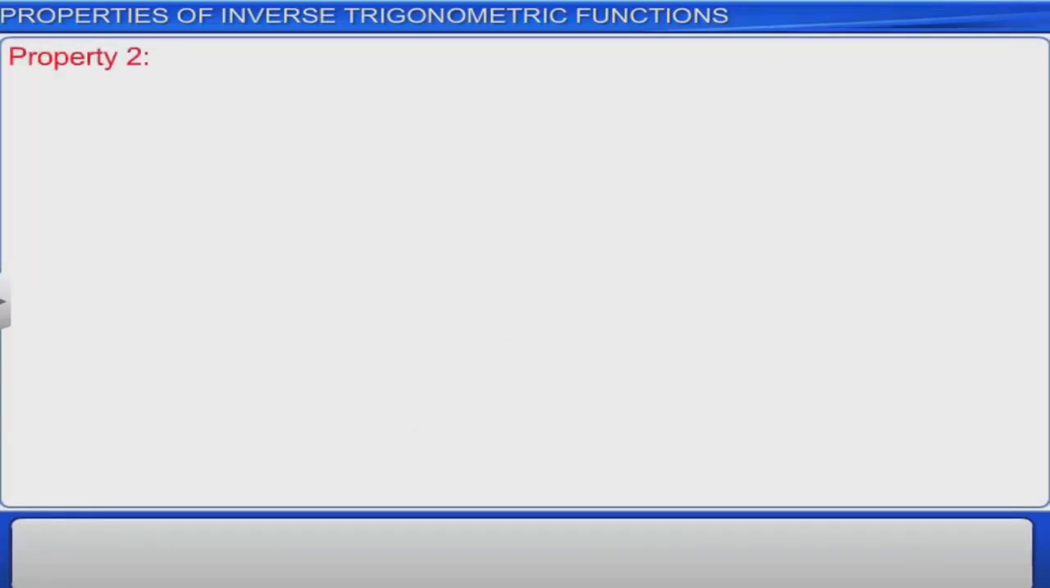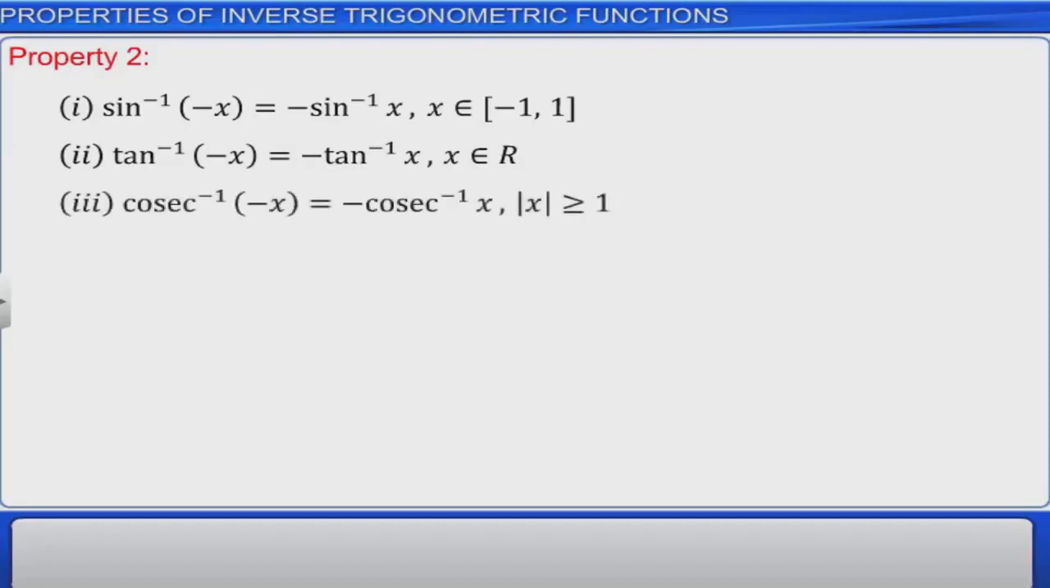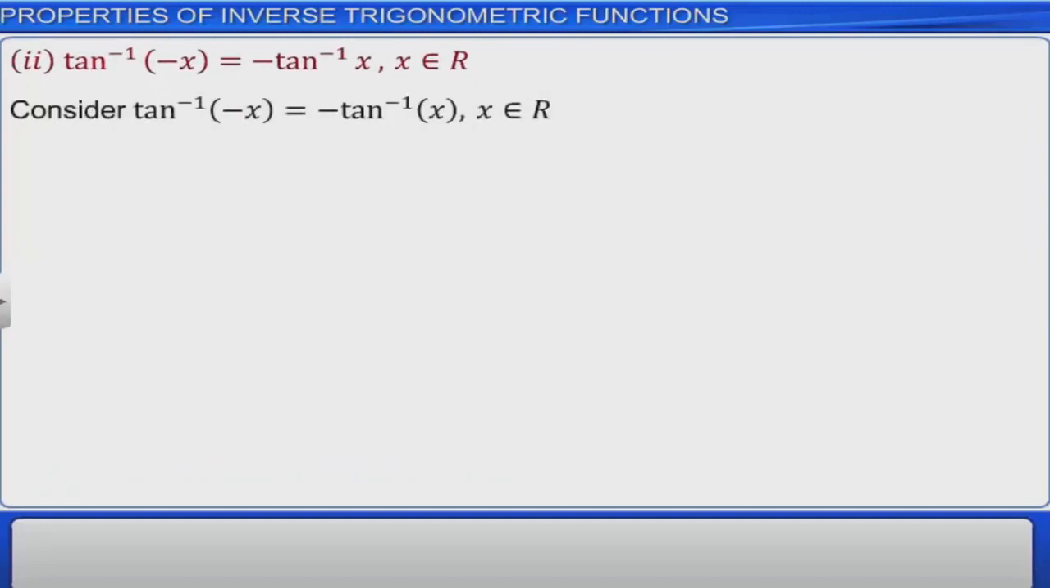The second property states that sine inverse of minus x is equal to minus sine inverse x. Similarly, tan inverse of minus x is equal to minus tan inverse x, and cosecant inverse of minus x is equal to minus cosecant inverse x. Consider the second part.